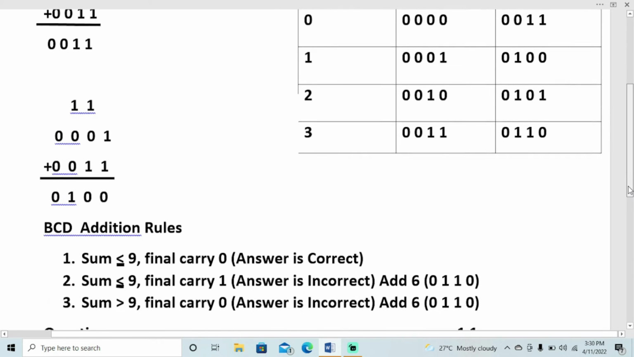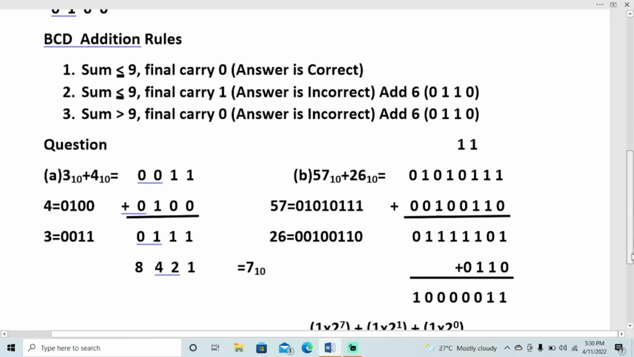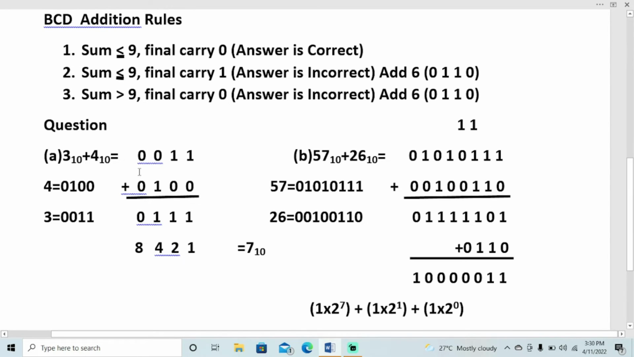And now let's look at the BCD addition rules. Basically there are just 3 of them. The first rule says if the sum which you have found after adding the BCD is less than or equal to 9, where the final carry is 0, then that answer is correct. Just the way it is, you don't do anything about it, you just write it the way it is.